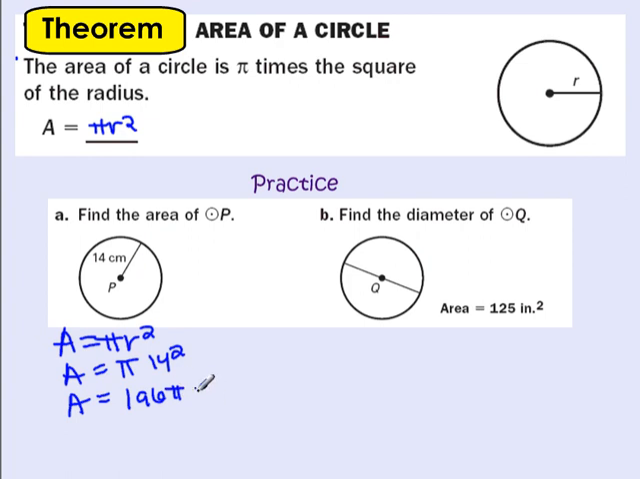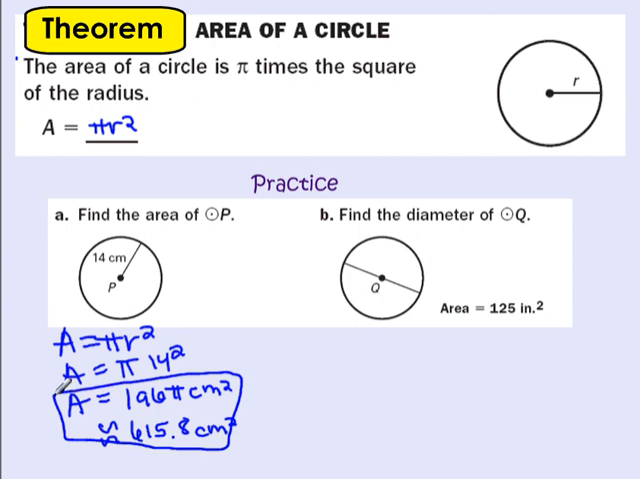Since it's centimeters, we would say it's centimeters squared. For an approximate answer, you can multiply pi with 196. That would give us about 615.8 centimeters squared. Depending on the context of the question or based off of what it asks you, either answer is going to be more appropriate. So in this case, it just says find the area. It doesn't really matter which one we chose.